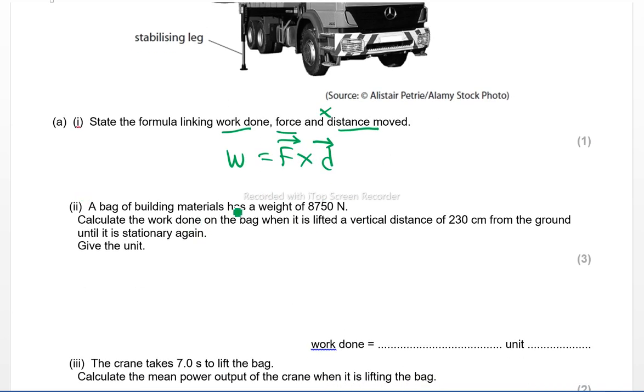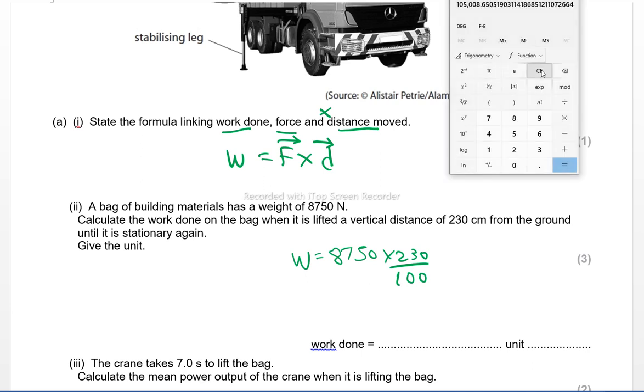So a bag of building materials has a weight of 8750 newtons. Calculate the work done on the bag when it is lifted a vertical distance of 230 centimeters from the ground until it is stationary again. Give the unit, right? So they have given the force 8750, distance is 230, which is in centimeters, so you have to convert it into meters by dividing by 100. So we'll do this question, children.